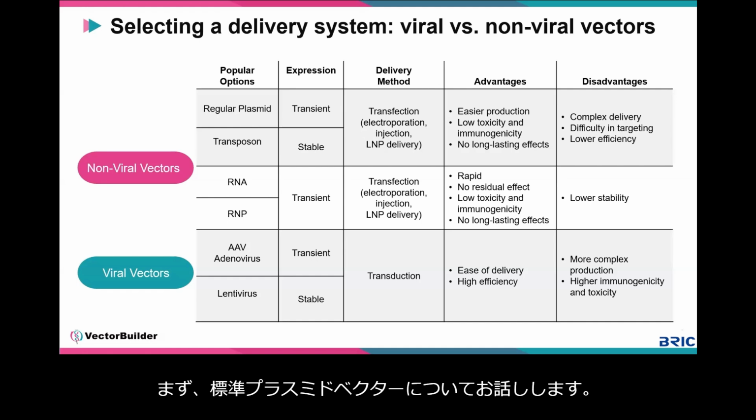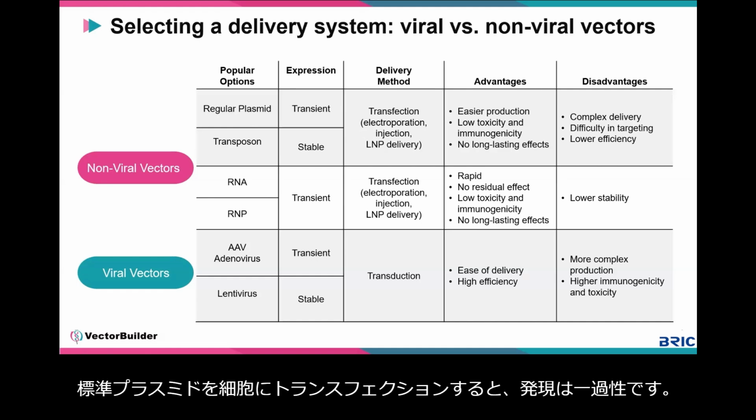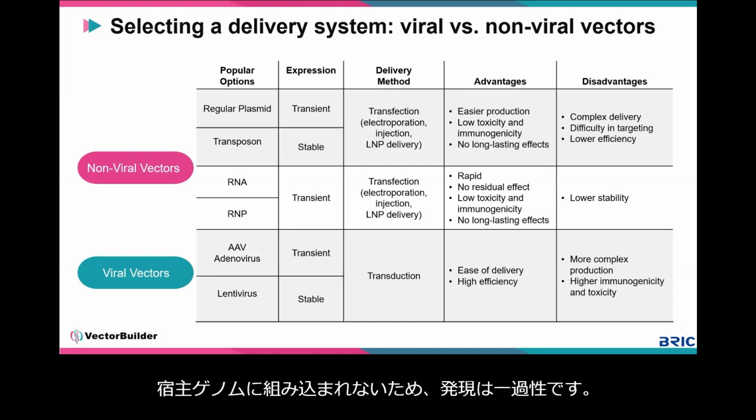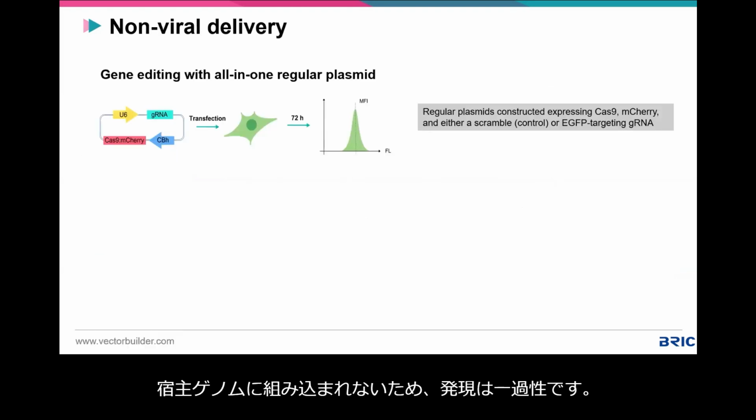The first one I want to talk to you about is a regular plasmid. You would use a regular plasmid and transfect it into the cells. The expression here is transient. It does not integrate into the host genome, so the expression is transient.